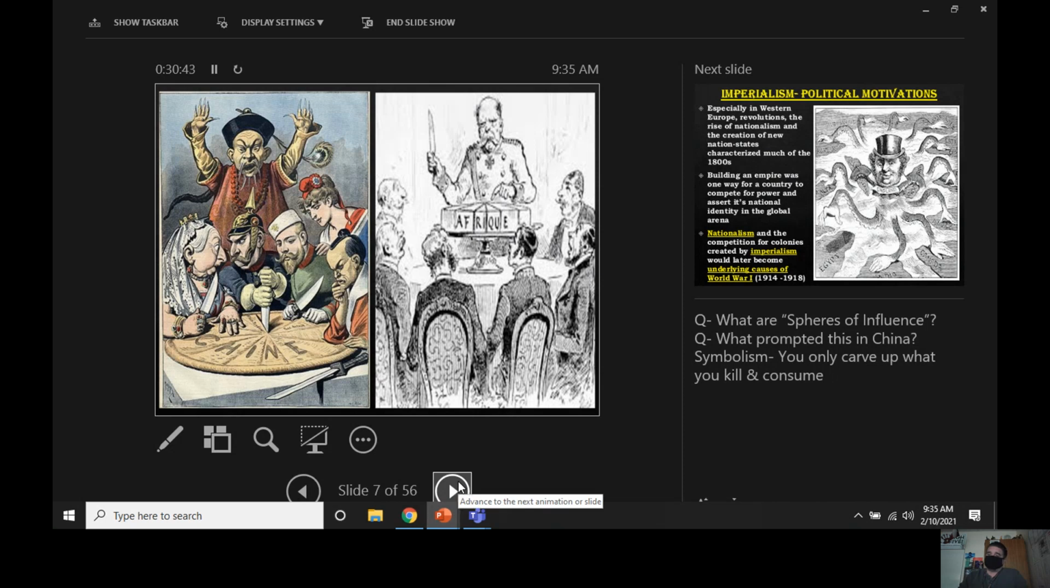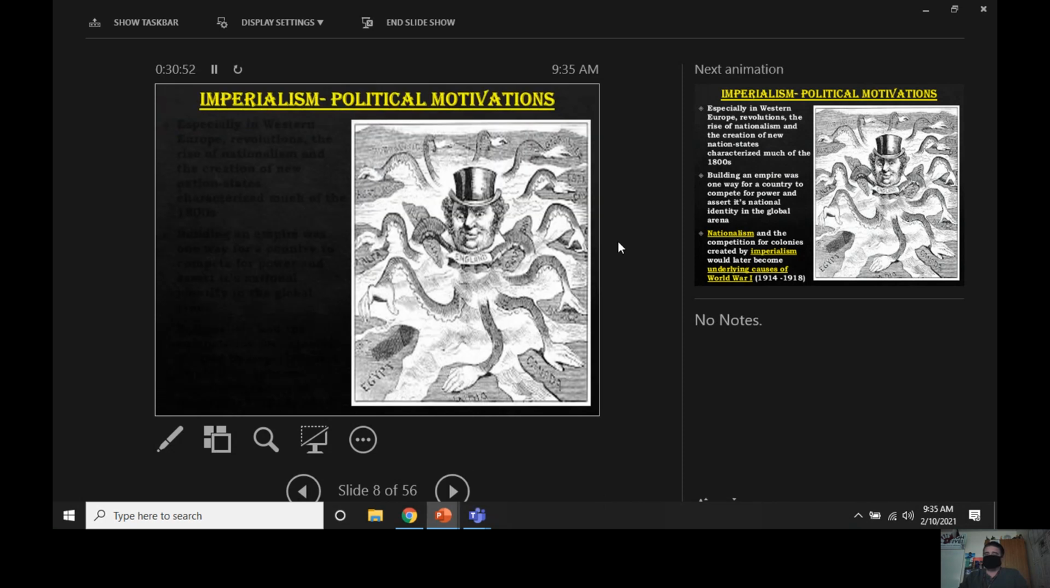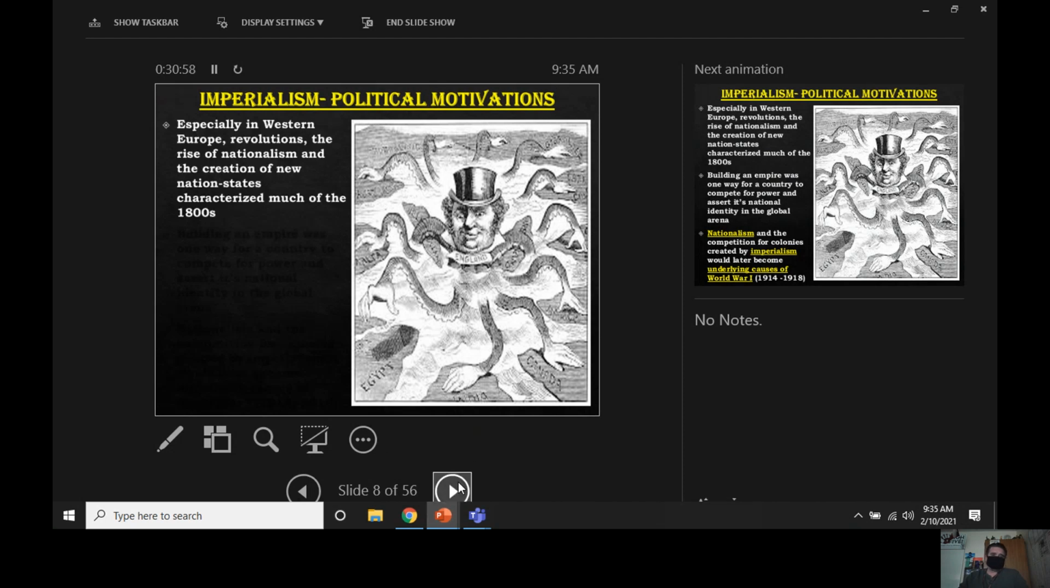So we've got our economic motives. You've got your raw materials, you've got your new markets, you've got cheap labor, things of that nature. Now let's talk about politics. And a lot of it does go back to that force of nationalism. Especially in Western Europe, revolutions, the rise of nationalism, and the creation of new nation states characterized much of the 1800s. Building an empire was one way for a country to compete for power and assert its national identity in the global arena.